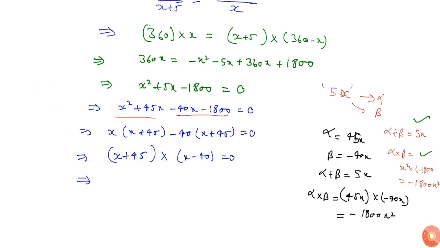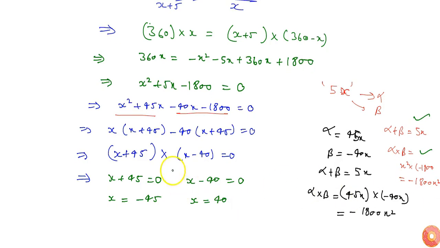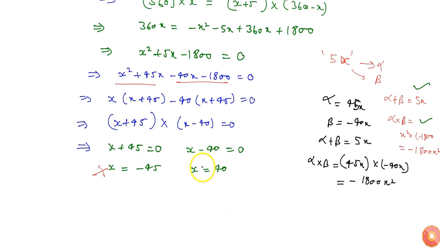So from here I can say that either x plus 45 will be 0 or x minus 40 will be 0. So the value of x will be minus 45, and from here the value of x will be 40. Since the speed cannot be negative, we shall not consider the value x equals minus 45, and we shall consider only the value x equals 40. So the speed of the train will be 40 km/h.